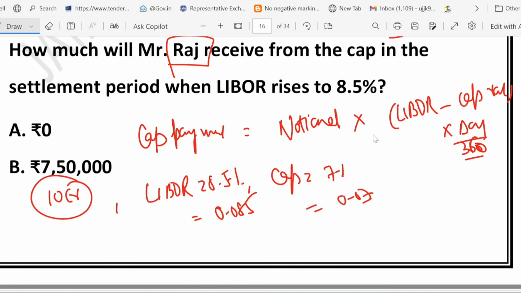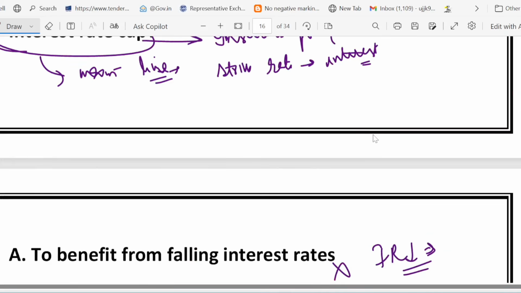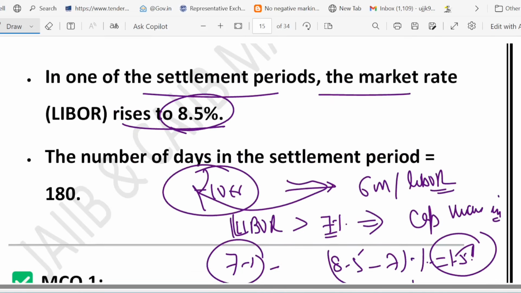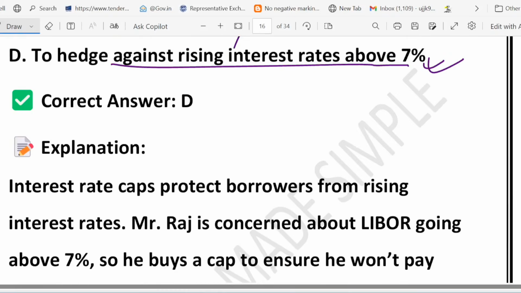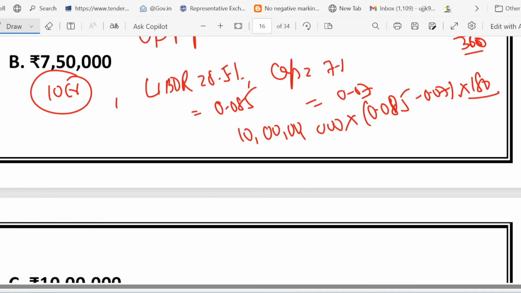Now let's apply the formula. 10 crore, 10,00,00,000, multiplied by 0.085 minus 0.07, multiplied by 180 days. The number of days in the settlement period is 180 days, as clearly written. And you divide it by 360. So friends, if you calculate it, this gives us 7,50,000. So Mr. Raj will receive 7.5 lakh from the cap seller.